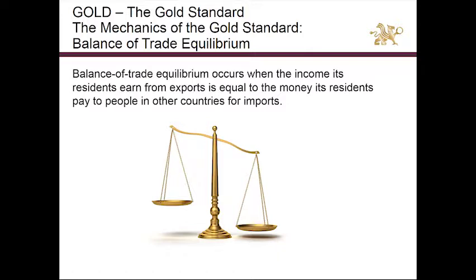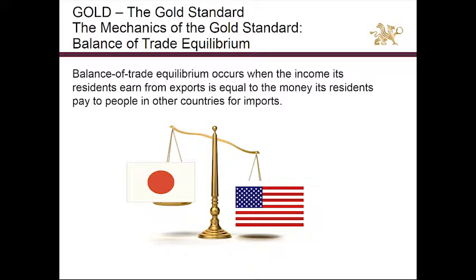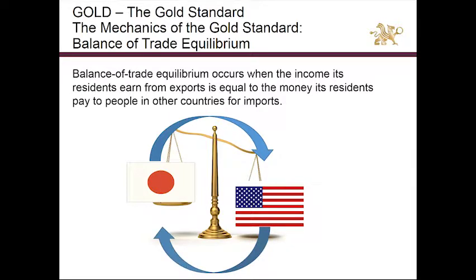Suppose there are only 2 countries in the world, Japan and the United States. Imagine Japan's trade balance is in surplus because it exports more to the United States than it imports from the United States. Japanese exporters are paid in US dollars, which they exchange for Japanese yen at a Japanese bank. The Japanese bank submits the dollars to the US government and demands payment of gold in return.